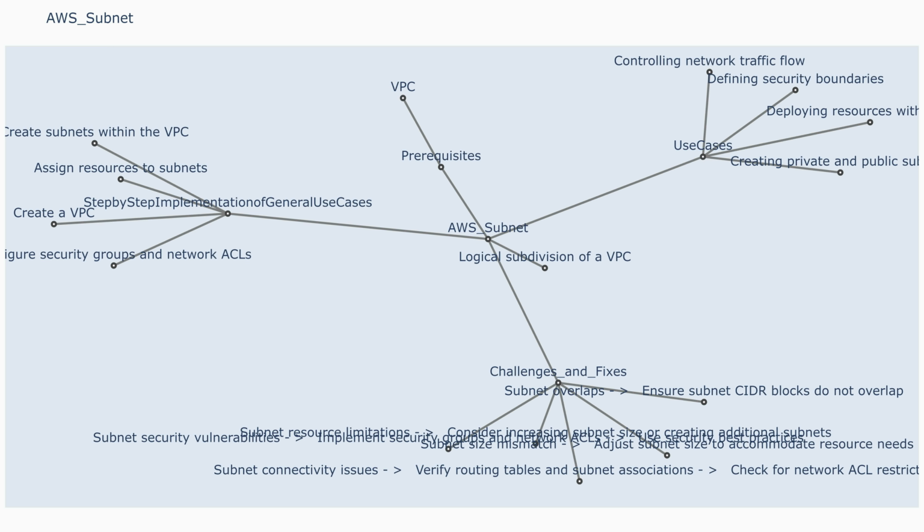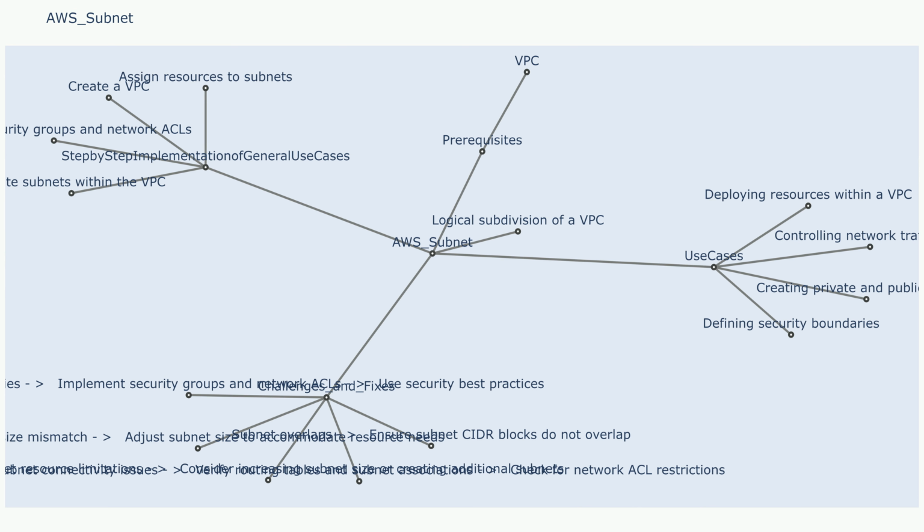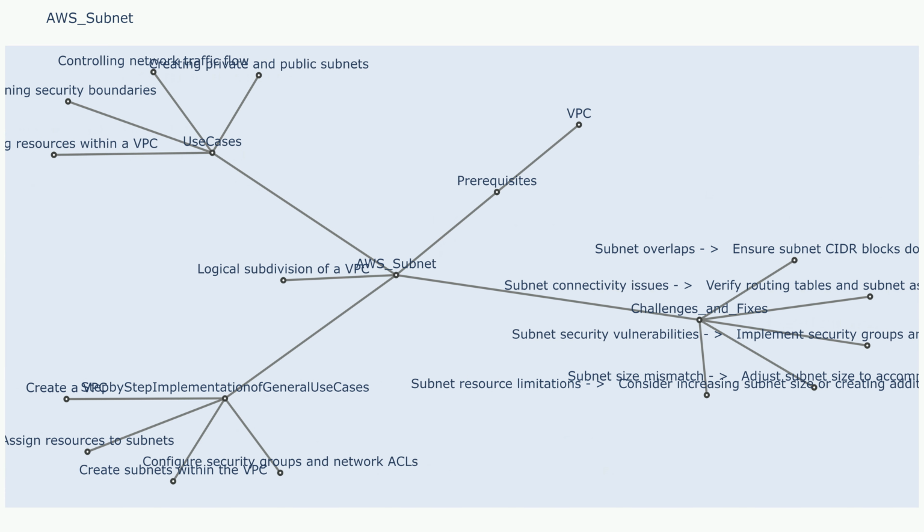AWS Subnet. Description: a logical subdivision of a VPC, providing a distinct network space within the VPC. Prerequisites: a virtual private cloud (VPC) must be created before subnets can be defined within it. Use cases: deploying resources within a VPC.